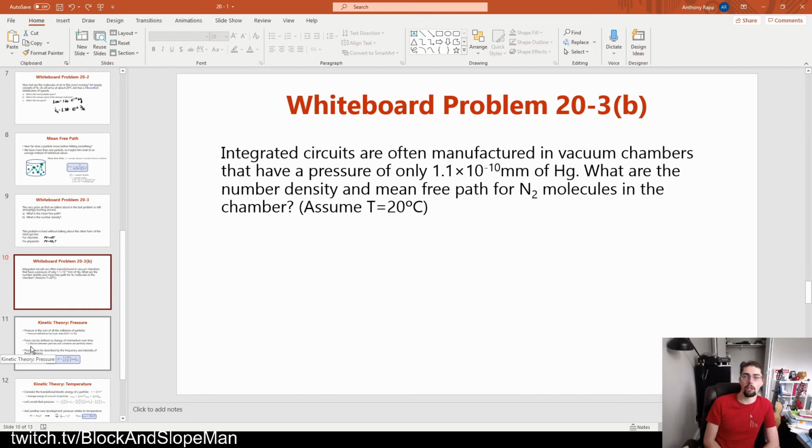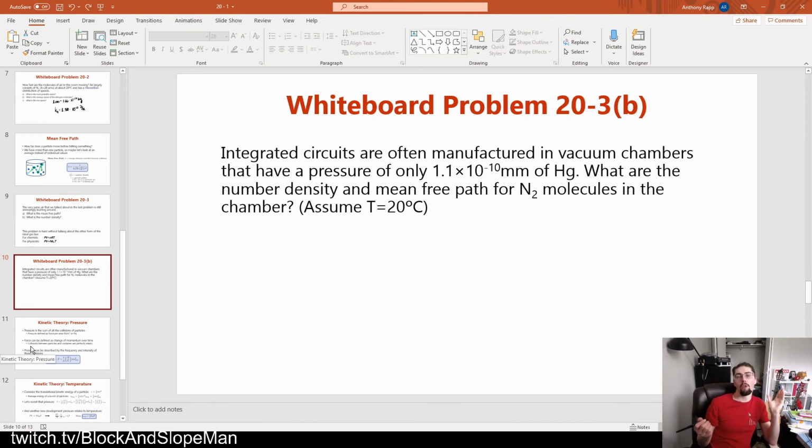It's incredibly small. But when you are dealing with things that are so incredibly small and precise, air's a big deal. Air gets in the way a lot. So you manufacture these often in clean rooms, and then you have a vacuum chamber inside of the clean room. In the vacuum chamber, expect a pressure of something like 1.1 times 10 to the negative 10th millimeters of mercury. Keep in mind, that's a pressure unit that we haven't seen for a while, but there is a conversion for that.